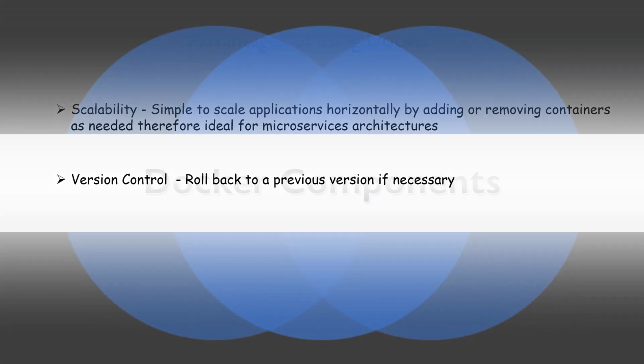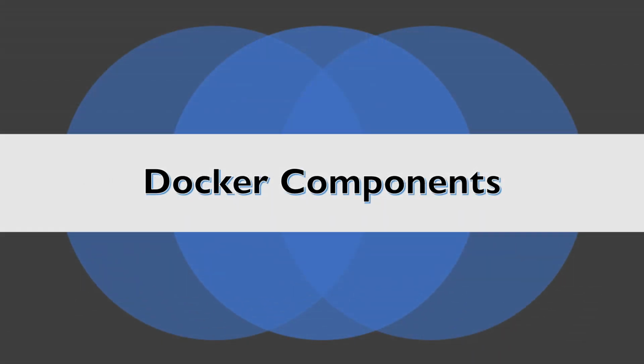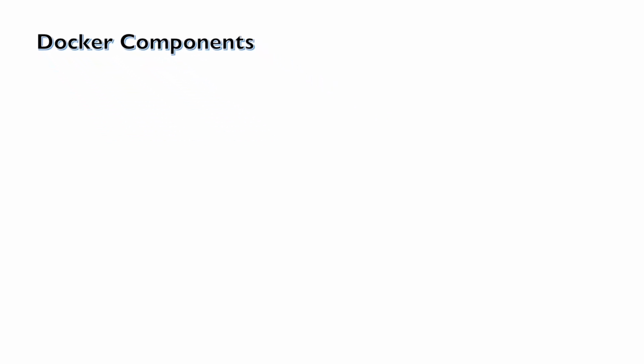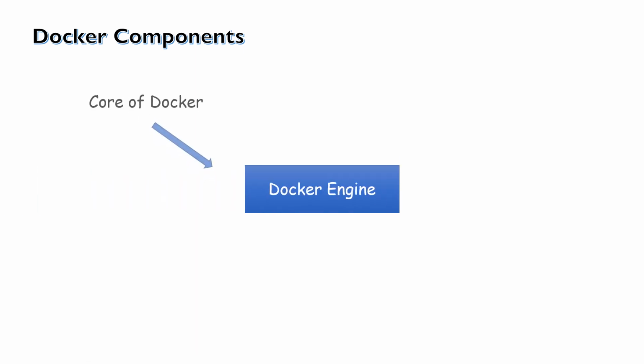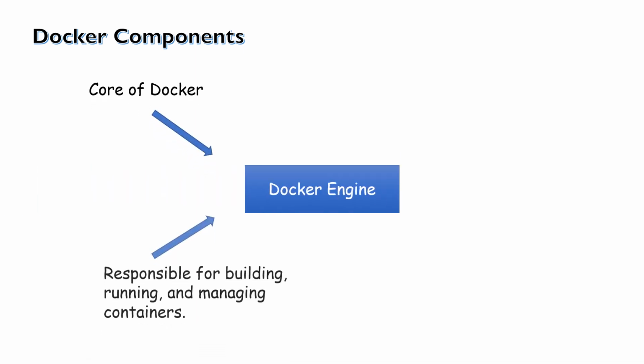Now let's talk about Docker components. So Docker has several essential components. In this video, we'll be talking about the Docker engine, the Docker image, Docker container, and the Docker hub. So the Docker engine is the core of Docker. This is responsible for building, running, and managing containers. It includes the Docker daemon and the Docker client.